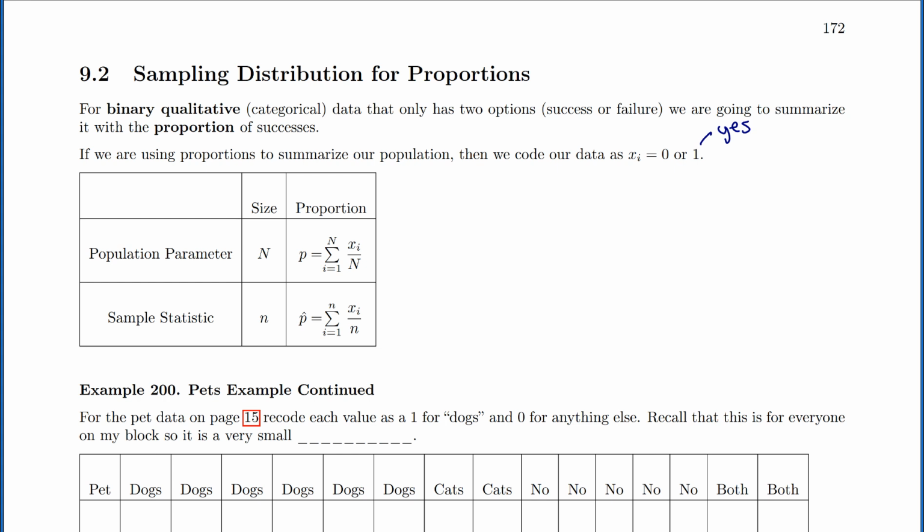So our population parameter, for our size, we'll do a capital N for our sample size, or population size. And the population proportion is you just add up all of the values and divide by how many there are. Because they're coded as zeros or ones, you can do it that way. And I'll show you why that makes sense in our next example. And our sample proportion, which we'll do as a p hat, is going to equal the sum of each X value divided by n.